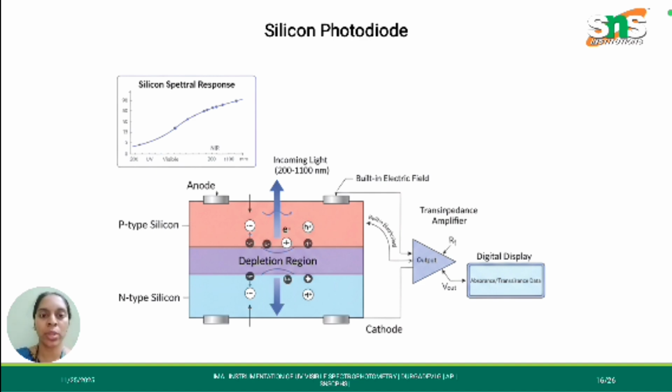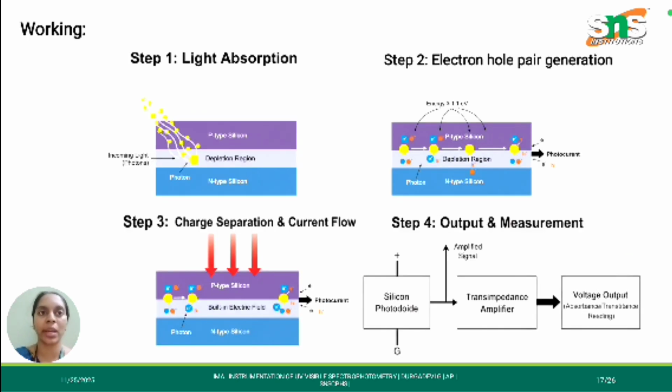The silicon photodiode is a frequently used detector which is used in sophisticated instruments. Here the silicon is present in between a cathode and an anode, and as the light radiation falls on it, there will be a generation of electrons, and the movement of electrons can be detected.